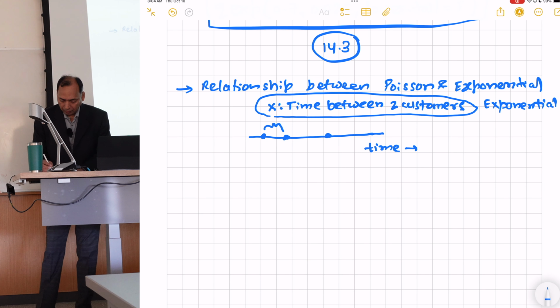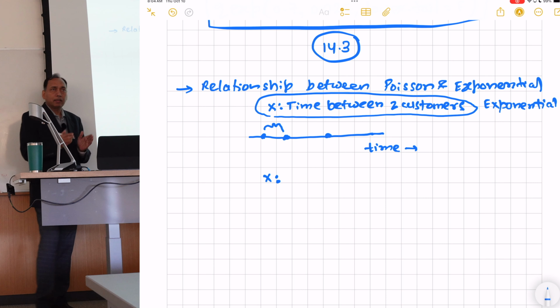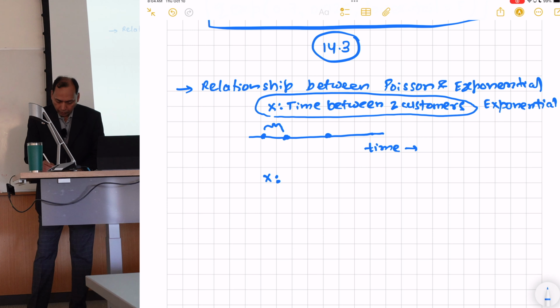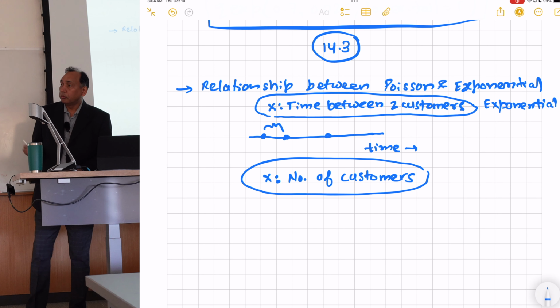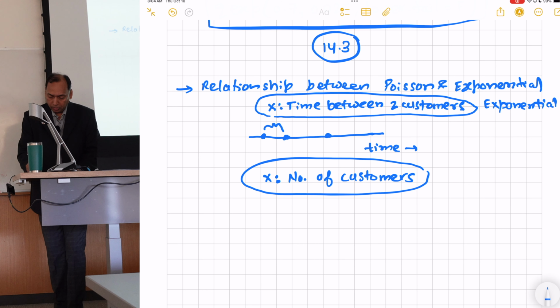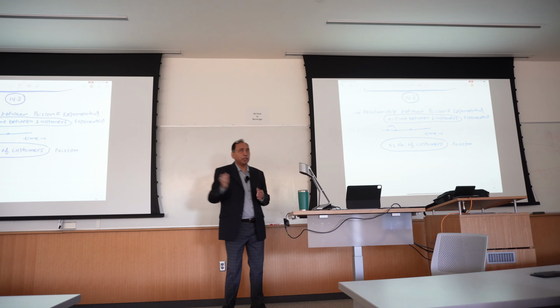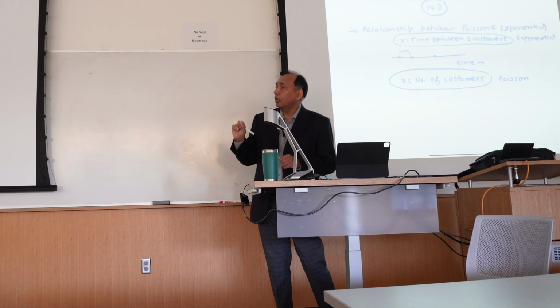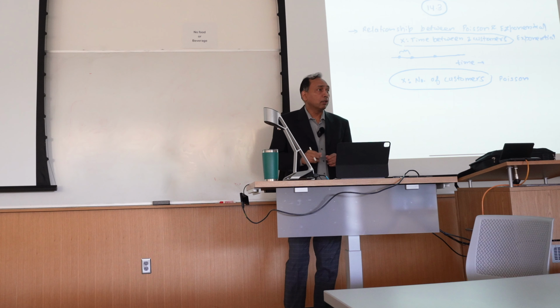But in case of the same data, if you are only looking at a random variable X and counting people in a given time interval, how many customers walk into a store? So if your focus is entirely on the number of customers, where your values of X could be 0, 1, 2, 3, and so on, that's what we have called earlier a Poisson situation. Same data, same information, depending on whether you are collecting time between two events or just the number of events, it can become Poisson or exponential.